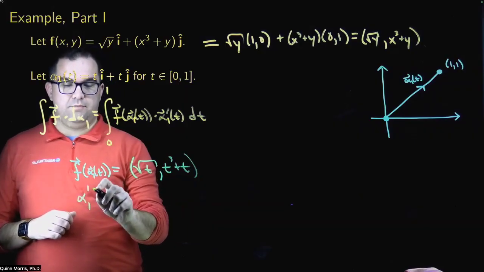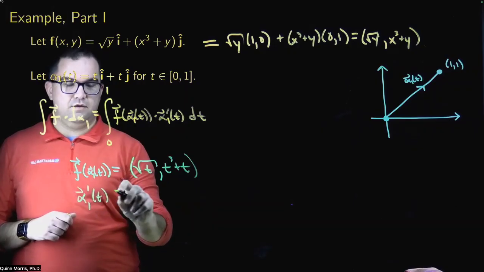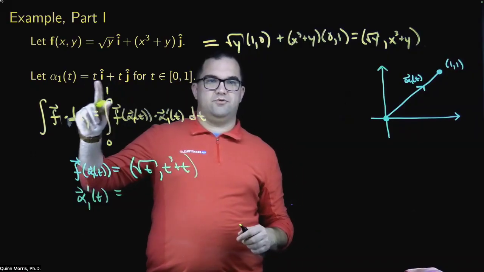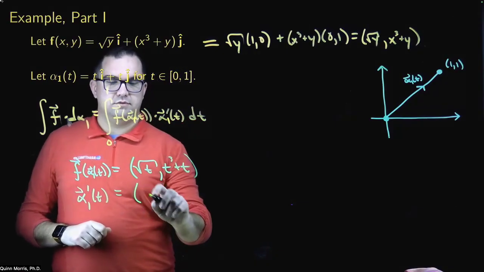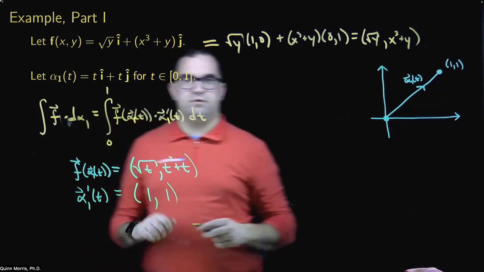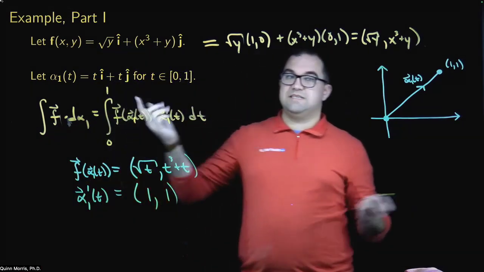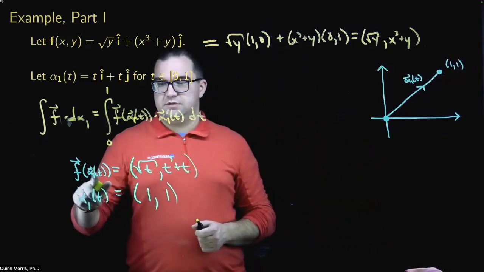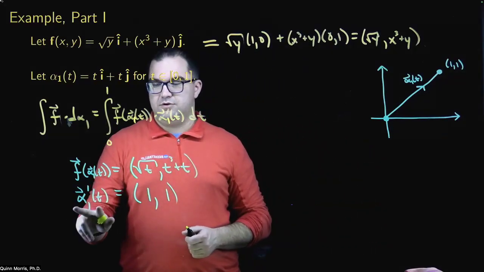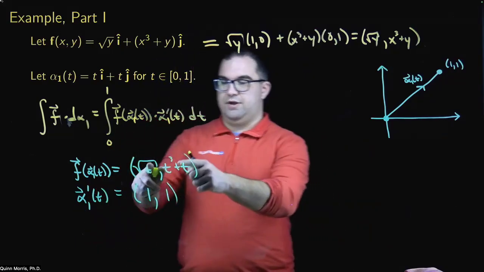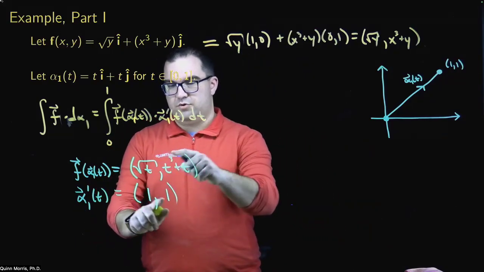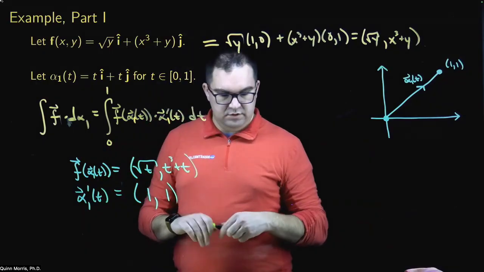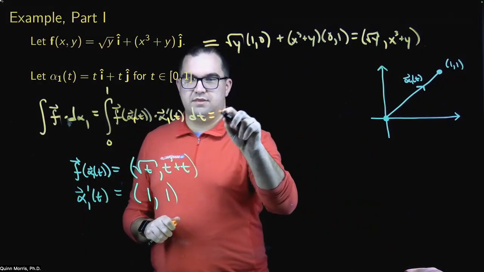I also need alpha 1 prime of t. To take the derivative of a vector valued function of a scalar, I just take the derivative of each component. So the derivative of the first component with respect to t is 1, and the derivative of the second component with respect to t is 1. So there's f of alpha 1 of t, and here's alpha 1 prime of t. Now I need to take their inner product. I just multiply the corresponding entries together and then add each of those products. And that's going to be the thing I want to integrate.